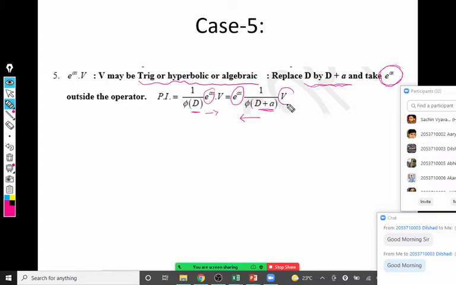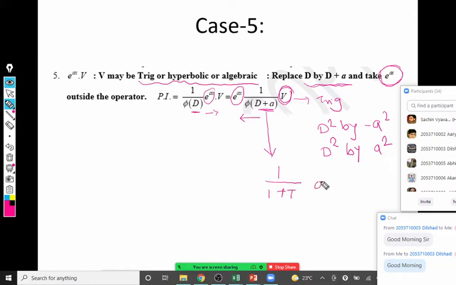And now depending on v, suppose v is trigonometric, we replace D square by minus a square. Hyperbolic, then D square by a square. And what if it is algebraic, what should be done? If it is algebraic, we have to convert this phi of D plus a into the form of 1 upon 1 plus t or 1 upon 1 minus t by taking the lowest degree term as common.